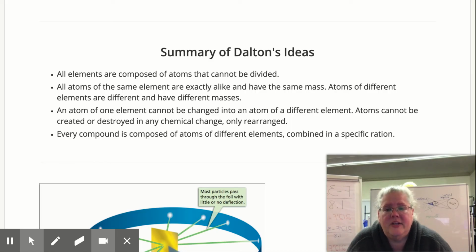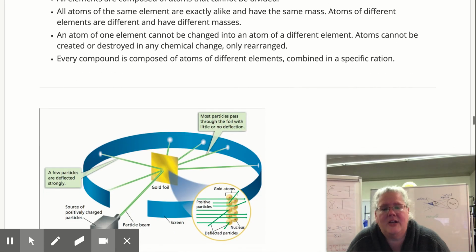Atoms cannot be created or destroyed in any chemical change, only rearranged. And that was where chemistry actually started. People were trying to make other metals into gold. The problem was you can't do it unless you literally break an atom down or fuse other atoms together to get the right amount of electrons. You can't make gold. Every compound is composed of atoms of different elements combined into a specific reaction.